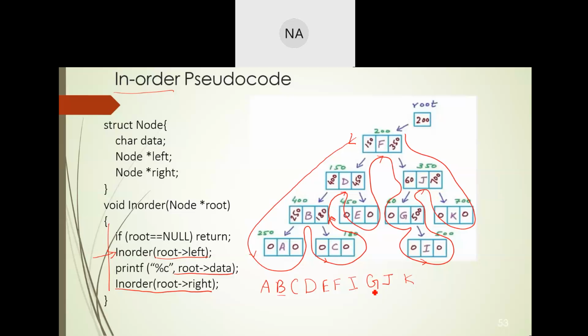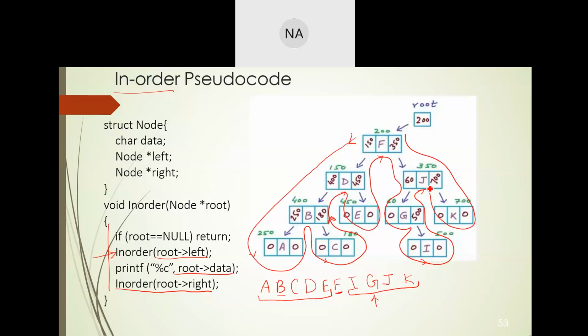Okay, so here you can see that F is the root node, so whatever is to the left of this is the in-order traversal of the left subtree, and whatever is at the right side of F is the in-order traversal of the right subtree. Okay, so you can check. For example, the right subtree.